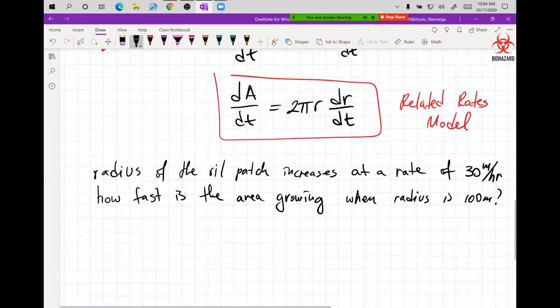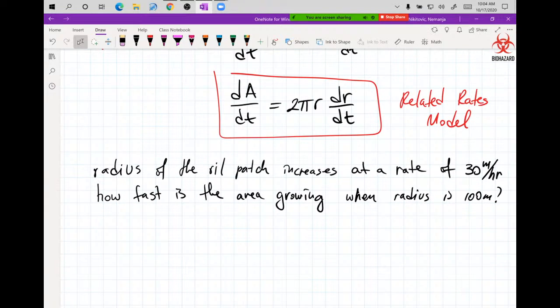Again, you have all of the numbers given with units. Also, the word rate is attached to 30, and the unit is a single meter, which means a single length. So this dr/dt has to be 30 meters per hour. 30 meters per hour. And we know that the radius is 100 meters because that is clearly stated in the text.